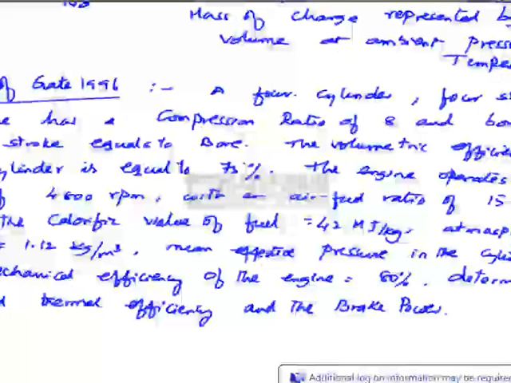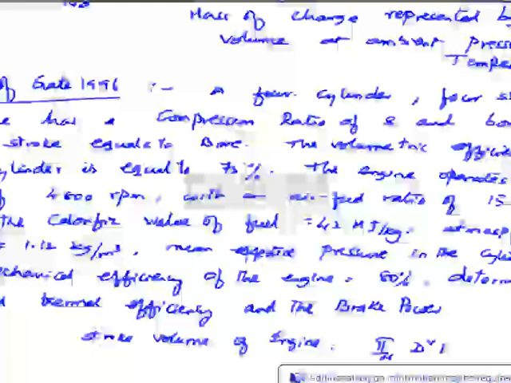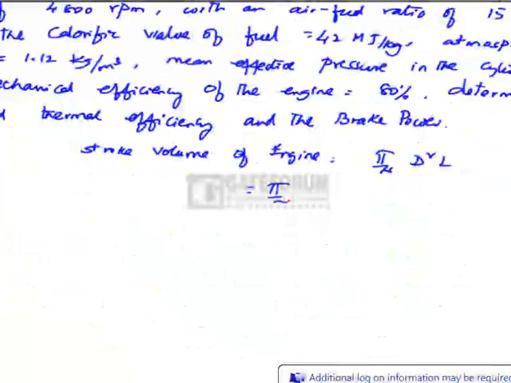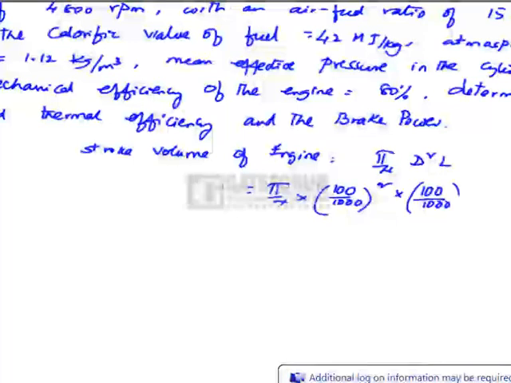The solution to this problem could be given like this. First of all, let us calculate the stroke volume of the engine, that is pi by 4 d square into L, pi by 4 into 100 by 1000 squared into the stroke, because stroke is equal to bore, 100 by 1000. That gives the stroke volume in meter cube, which is also called the swept volume of the engine.